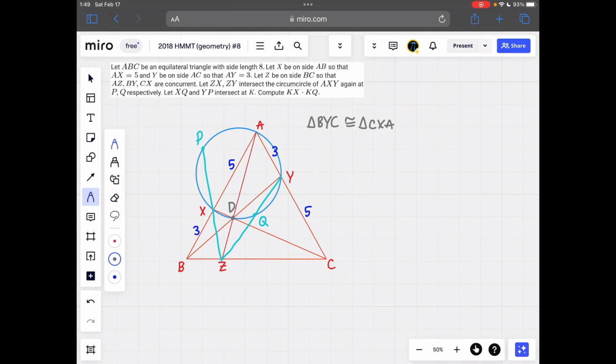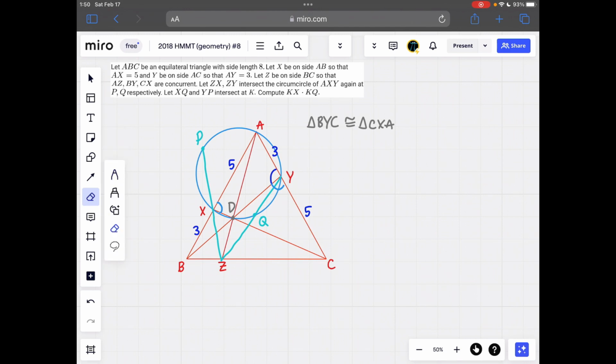And we can mark some equal angles here. Angle BYC is equal to angle CXA. So this angle is equal to this angle. Now we can do pi minus this angle and we get this angle. And we have that angles AXC and AYB sum to pi. So yes, indeed, quadrilateral AXDY is cyclic and D lies on the circumcircle of AXY.